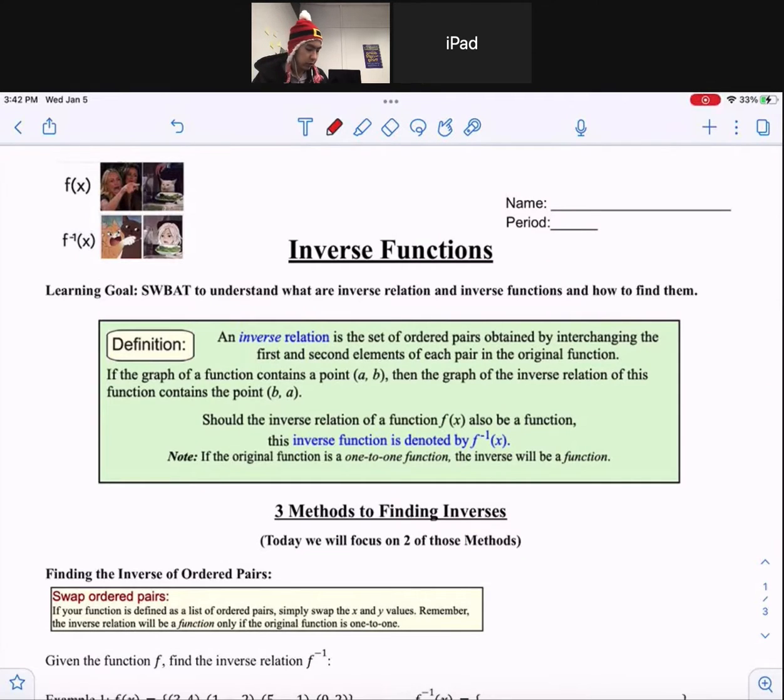Hey guys, here's your guys' notes on inverse functions. Students will be able to understand what inverse relations and inverse functions are and how to find them.